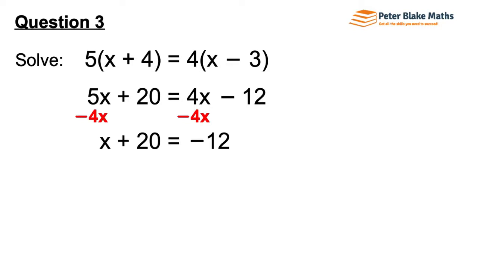Now just to get the letter on its own, we only have to move that plus 20 by doing the opposite of minus 20 both sides. And we'll go straight to x equals minus 32.